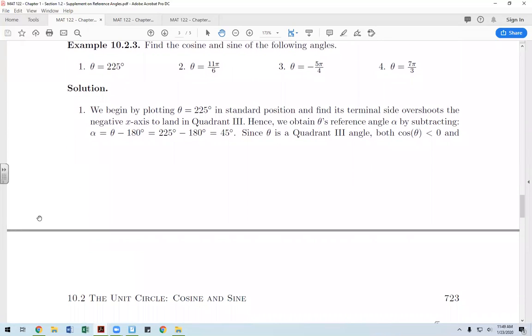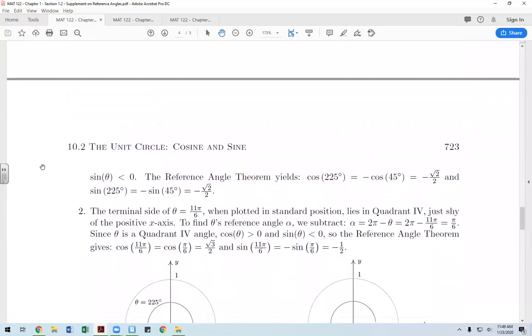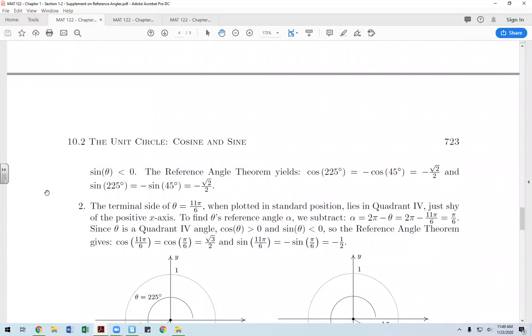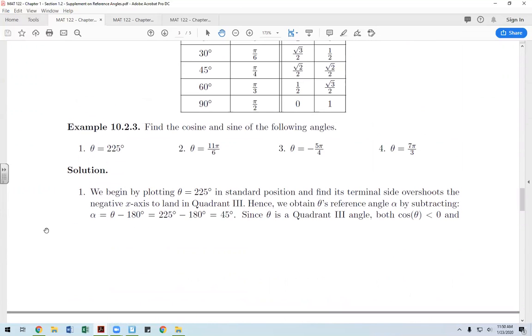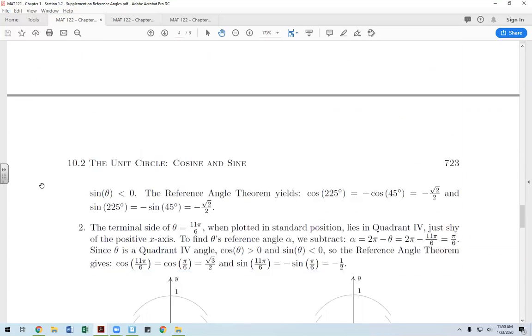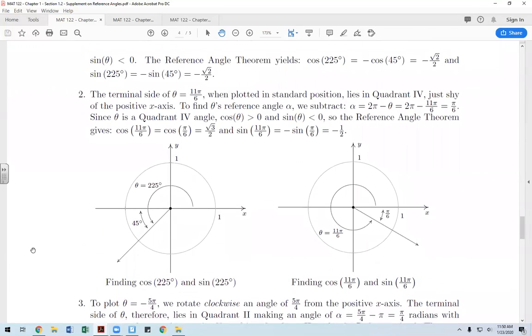So this is a quadrant 3 angle. We know both x and y, or both cosine and sine values, are going to be negative. This is coming from a 45-degree angle, so it's both square root of 2 over 2, and now you're just putting a negative sign on that. And you can see with these radian examples, so let's look at 11 pi over 6.